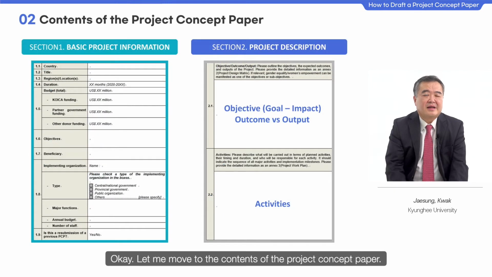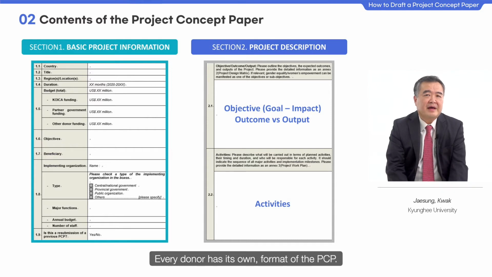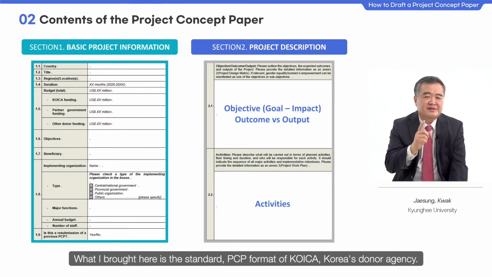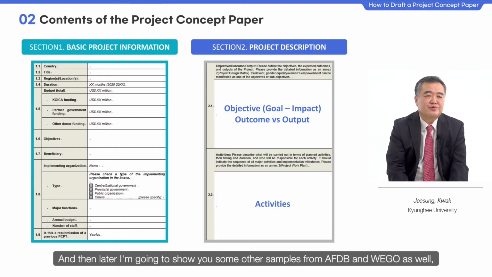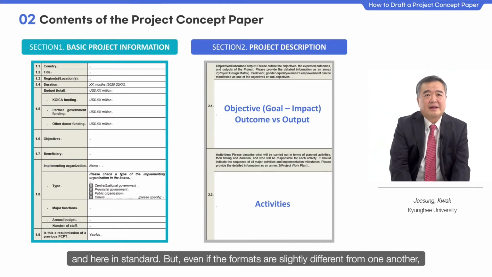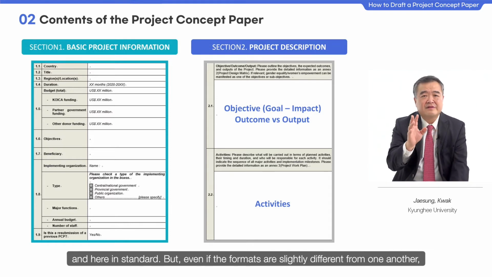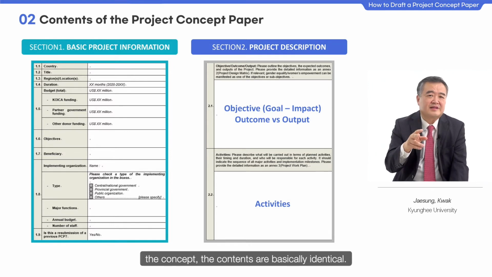Okay. Let me move to the contents of the project concept paper. Every donor has its own format of the PCP. What I brought here is the standard PCP format of KOICA, Korea's donor agency. And then later I'm going to show you some other samples from AFDV and WIGO as well. Even if the formats are slightly different from one another, the concept, the contents are basically identical.